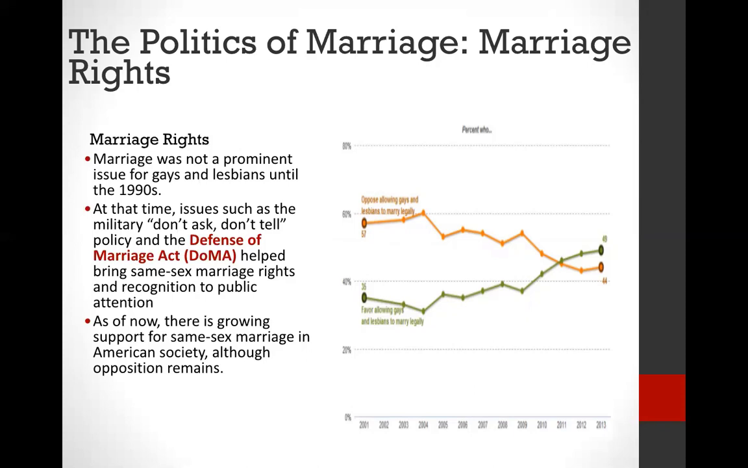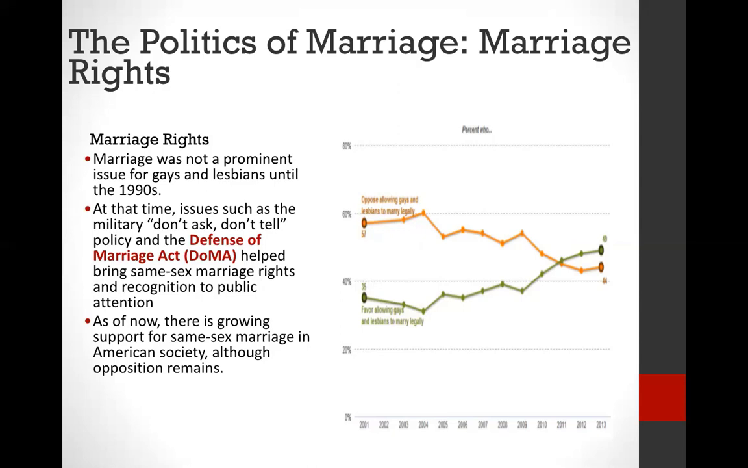So when you think about it like that, it becomes less surprising that marriage just wasn't a prominent issue for most gays and lesbians until the mid to late 1990s. And so you can start to see when it became an issue that they began pressing for when you look at the policies that were passed that pushed back against their activism. Because what we see during the 1990s is that the military had the Don't Ask, Don't Tell policy.